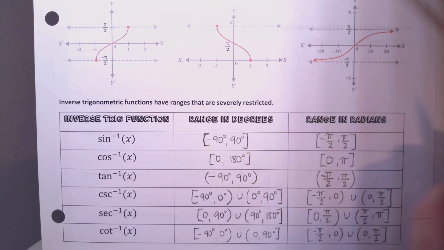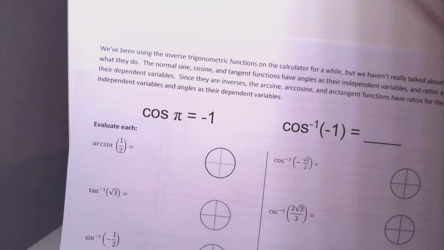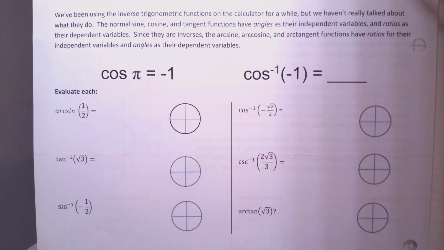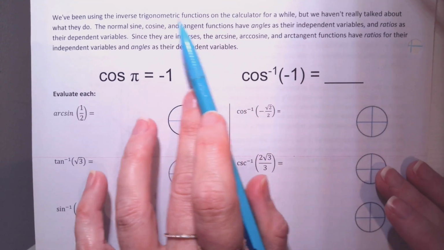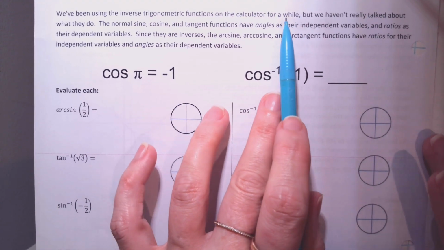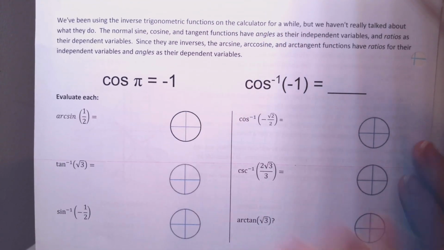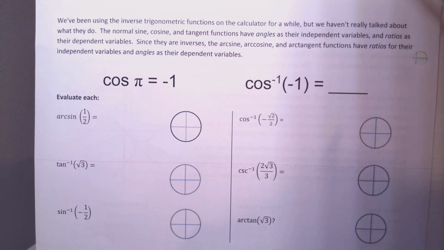Okay, so we're going to be using these ranges on the back and our unit circle. So if you have a unit circle handy, we're going to need it, because we're going to be answering some questions. Okay, so we've done inverse trig on the calculator for a while now. We actually did inverse trig literally on day 1 when we learned about right triangle trig and the old SOHCAHTOA. We had done inverse trig calculations on the calculator to help us find angles.